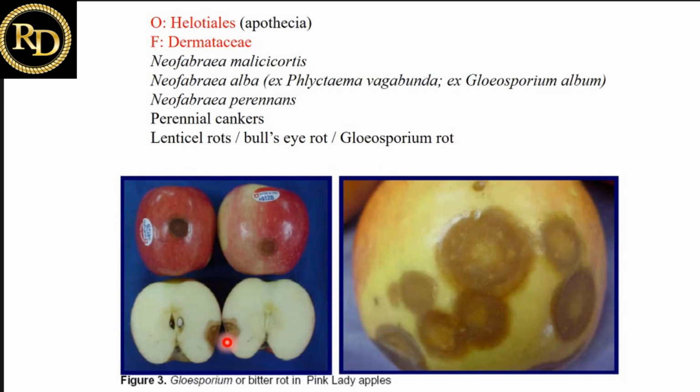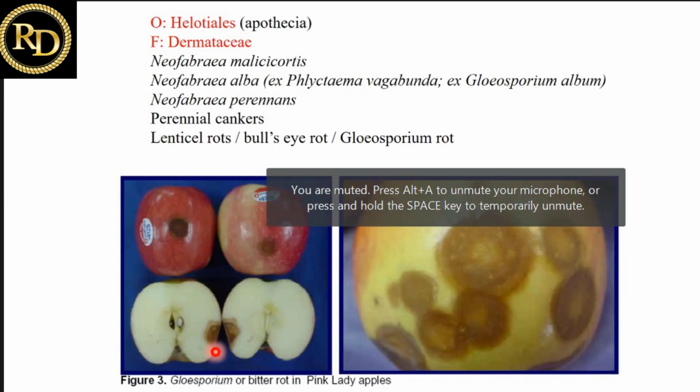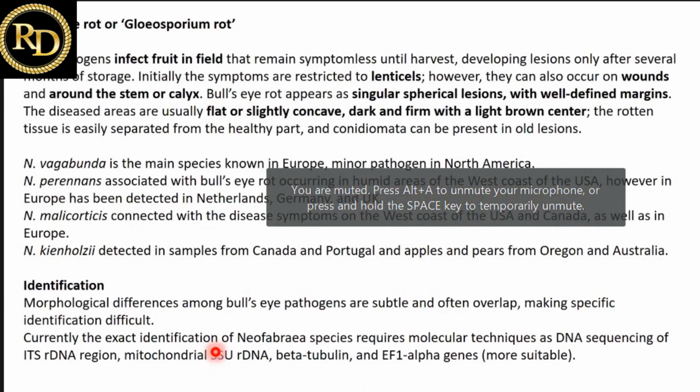And when we look inside by cutting the apple, normally we can see a V-shaped rot, which is going towards the center of the fruit. Initially, the lenticel rot is very small, and then it enlarges, and the rots go to confluence. So they fuse one to the other.